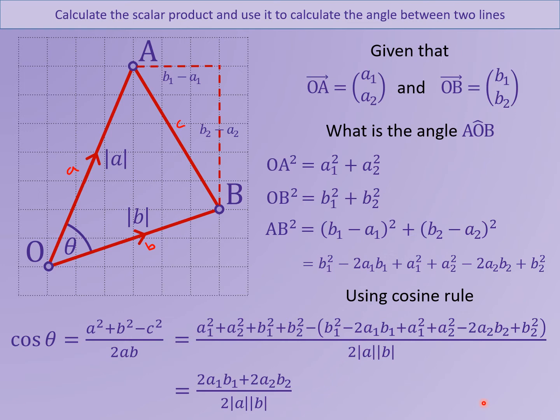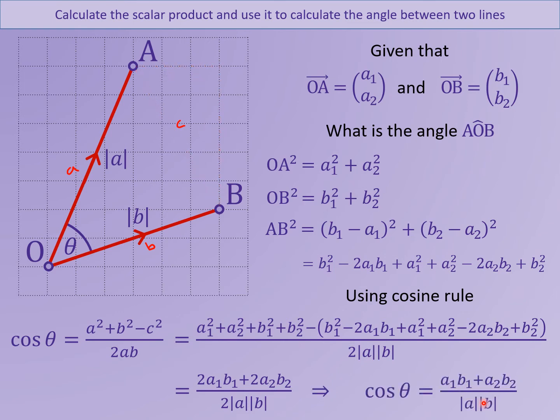We can see that a factor of 2 will also cancel, leaving us with cos theta is A1B1 plus A2B2 over the denominator. We can see the denominator is just the magnitude of the two vectors multiplied together. The numerator is something we're going to look at now. This is the scalar product of vectors A and B.